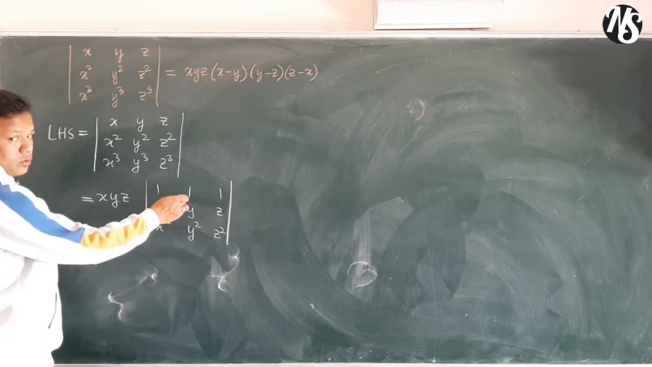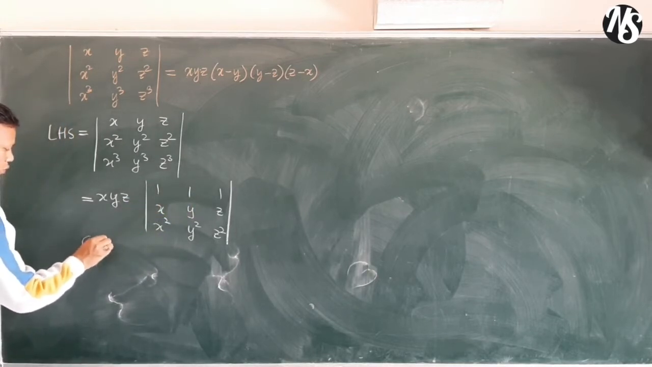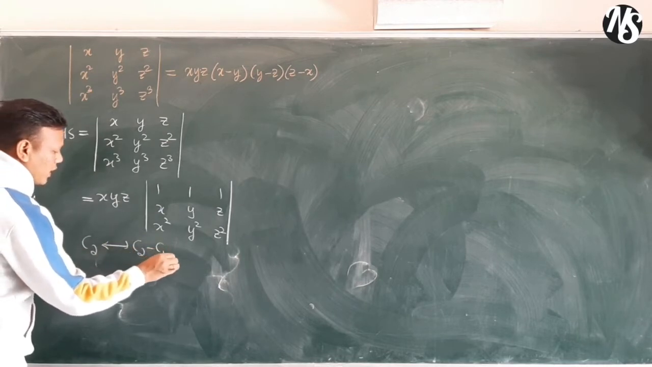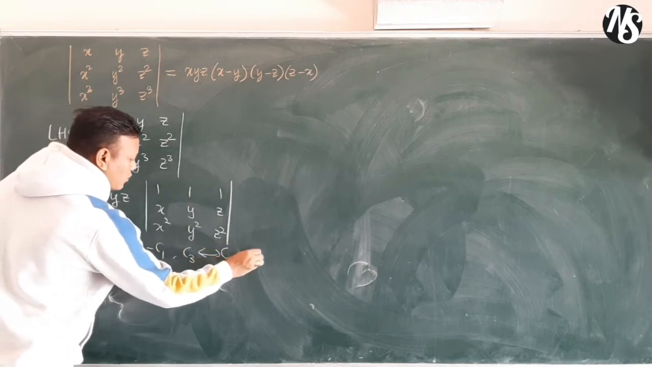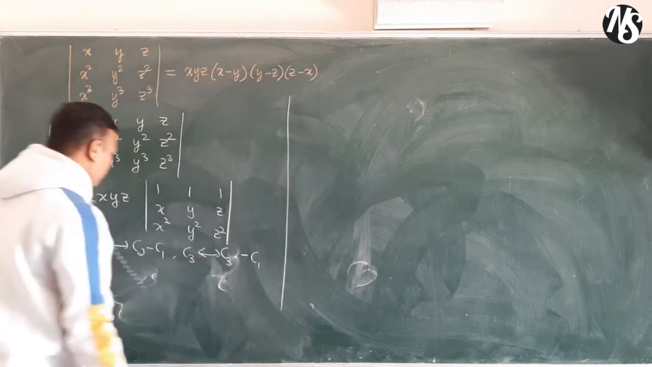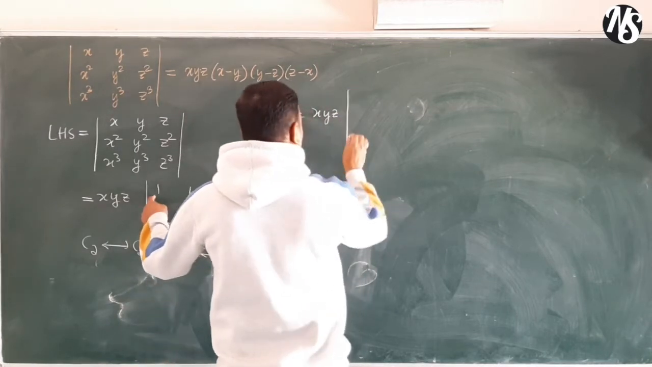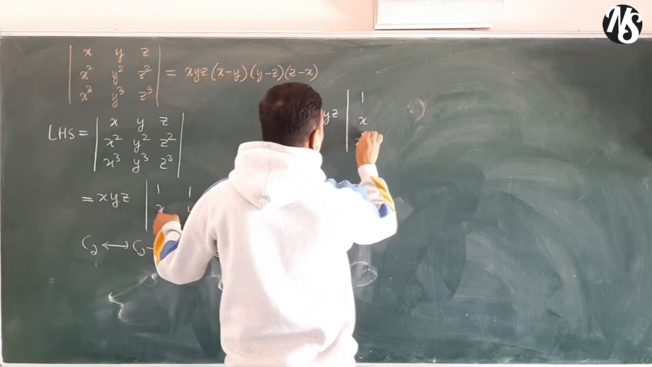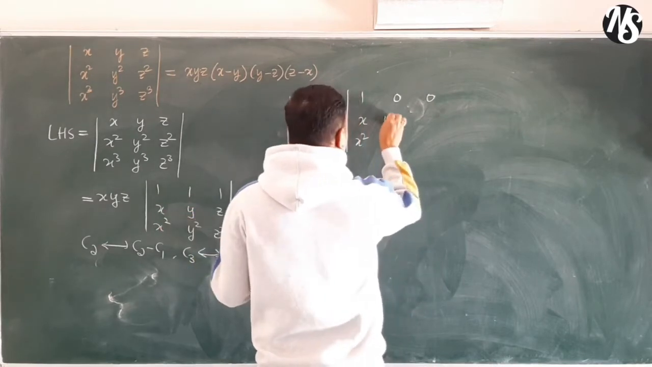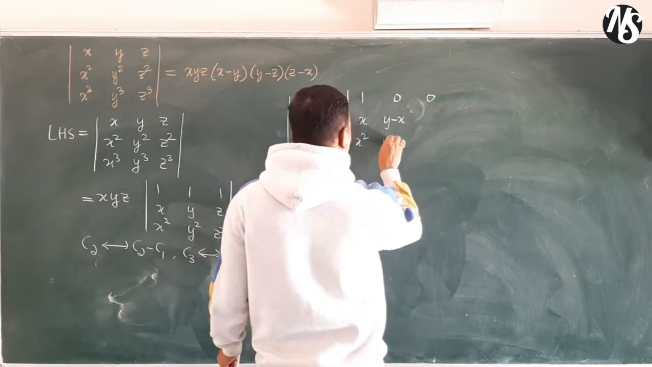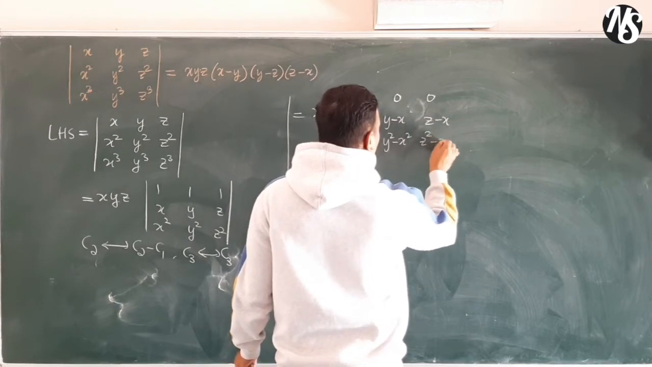So let me do the same thing. Let me write column 2 as column 2 minus column 1, and column 3 as column 3 minus column 1. Let's see what we get here. xyz is always present. Column 1 I am not changing, so 1, x, x square remain as they are. Then you have 0, 0, since this minus this is 0, y minus x, and y square minus x square. Similarly, you have z minus x, z square minus x square.